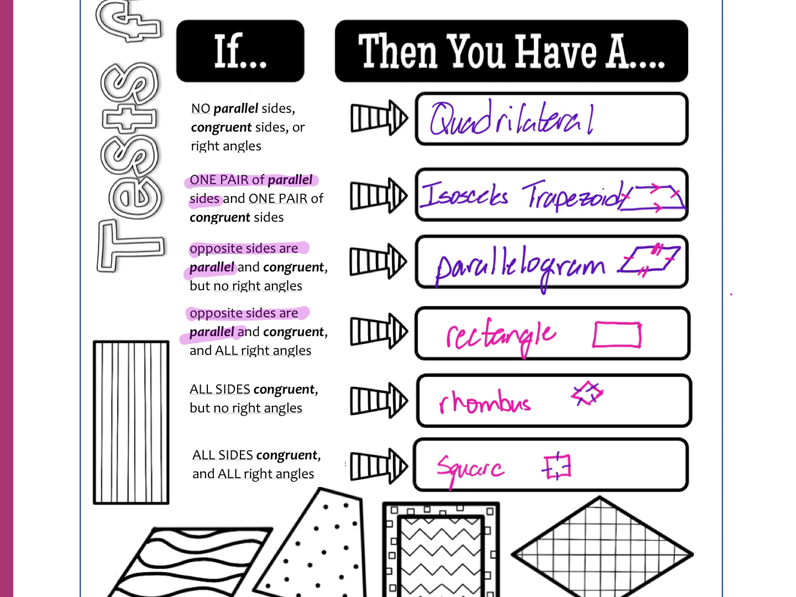Right angles. Okay, so if the angles are right angles, it's a rectangle. If they're not right angles, it's a parallelogram. Does that make sense?